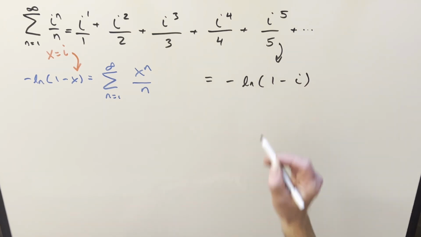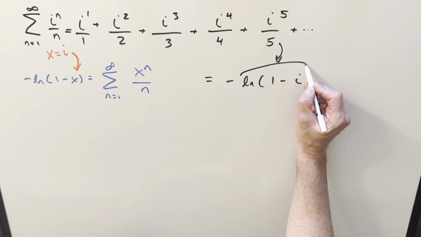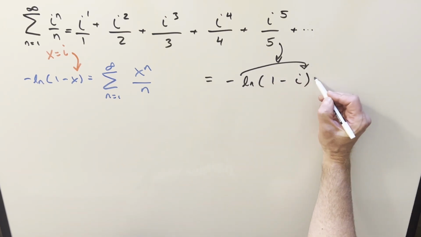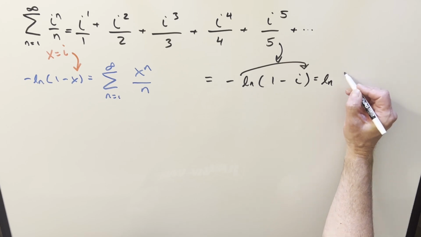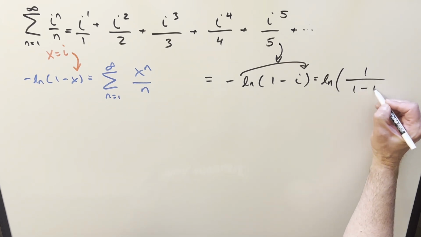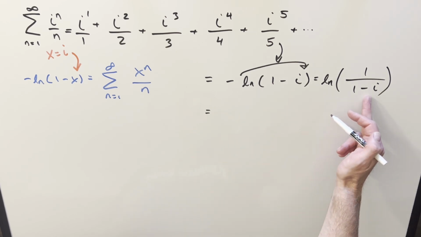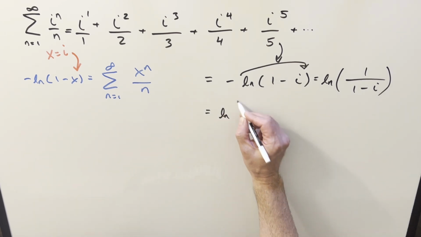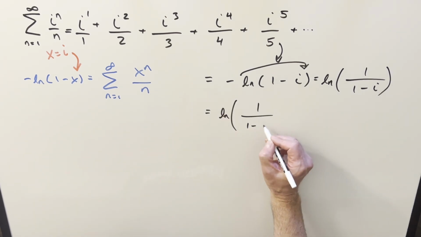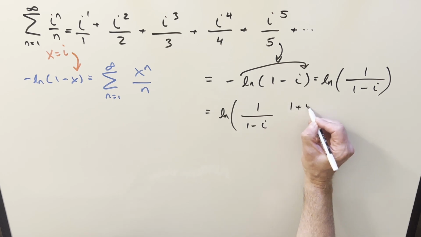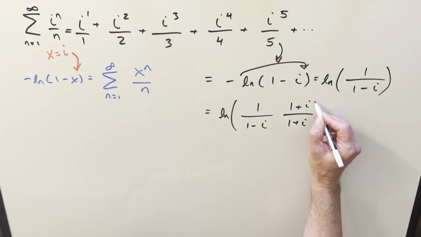And so that's going to allow me to express this sum as minus natural log of 1 minus i. But then maybe let's just bring the minus 1 into the exponent and rearrange it with log properties, so I can write this as natural log of just 1 over 1 minus i. And then to simplify it, we want to get the i out of the denominator, so I can multiply by the conjugate on this. So I'll multiply by 1 plus i over 1 plus i.